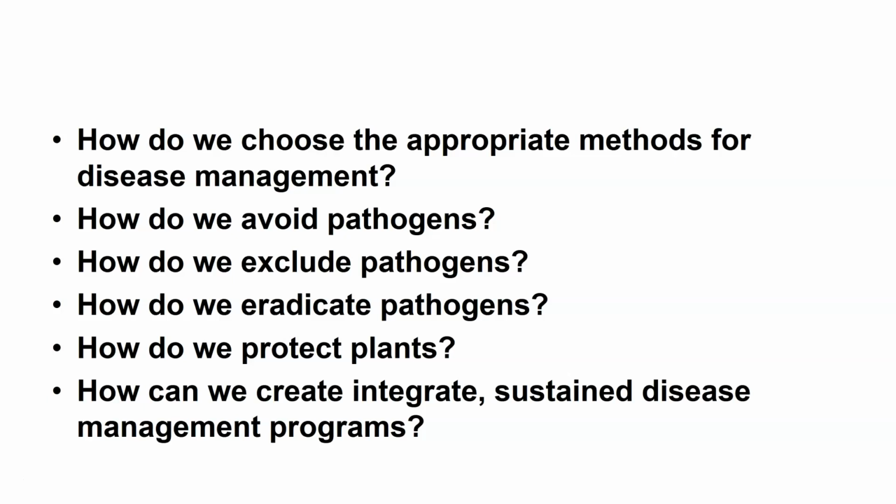That's probably the toughest one of all. What that means is rather than just doing one thing, we've got to do a bunch of different things. In the end, it may be economically feasible to do those. We've got to look at the way this comes together and how we deal with that. How do we choose an appropriate method for disease management?